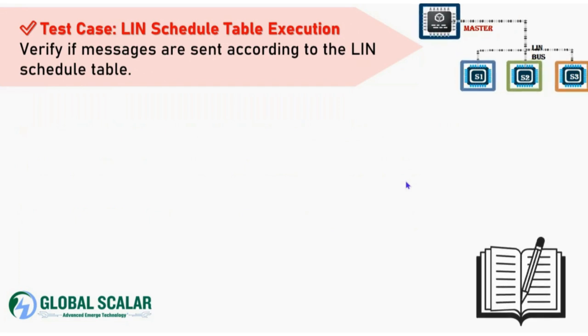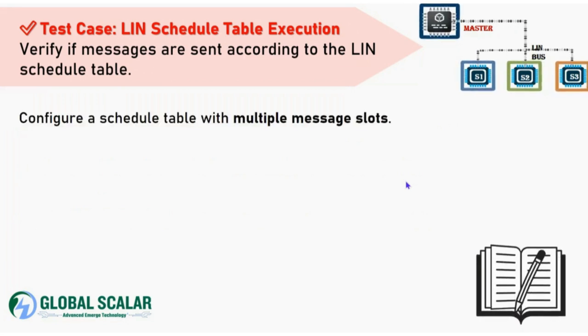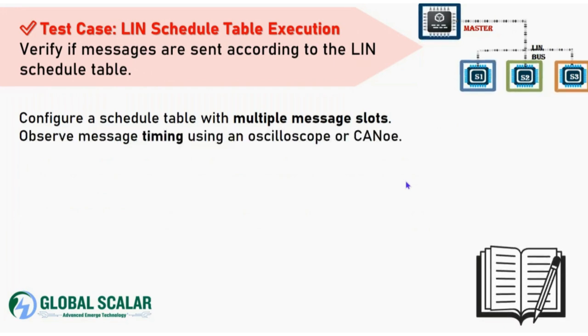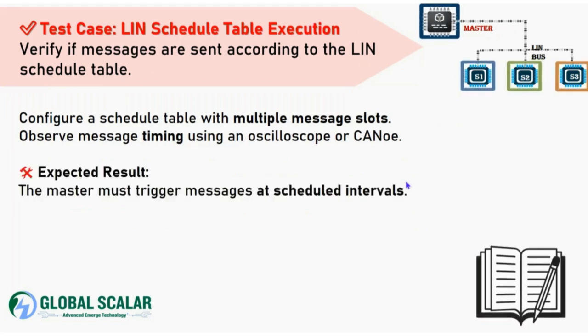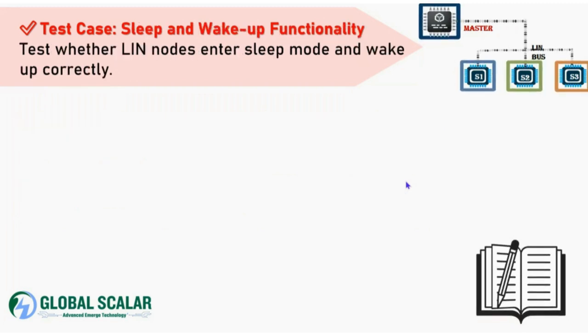Now the test case is about LIN schedule table execution. Verify whether the messages are sent according to the LIN schedule table. Configure a LIN schedule table with multiple message slots. Observe the message timing using an oscilloscope or CANoe. Expected is the master must trigger the messages at scheduled intervals.